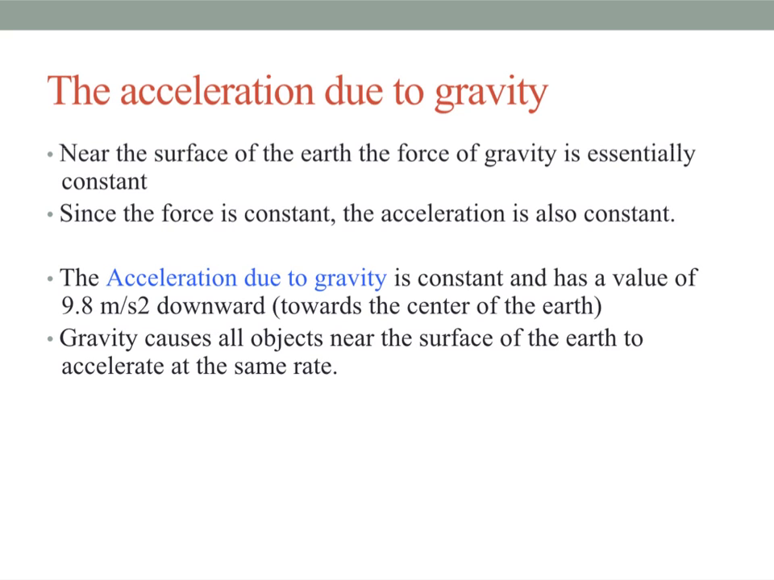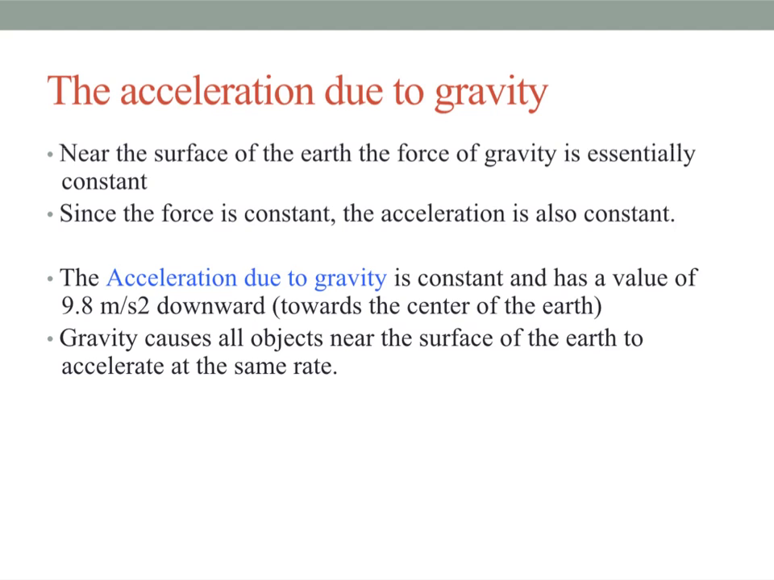Now we can talk about this in terms of the force of gravity. So the acceleration due to the force of gravity, or simply the acceleration due to gravity, it turns out is something that's constant. And so if you're near the surface of the Earth, the force of gravity is basically constant. And since force and acceleration are related to each other by F equals ma, the acceleration is also going to be constant near the surface of the Earth.